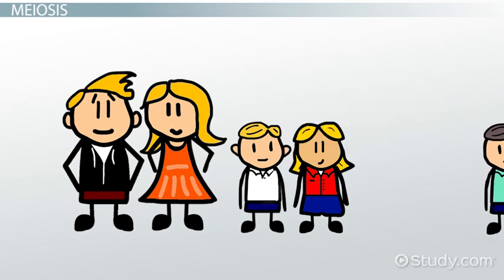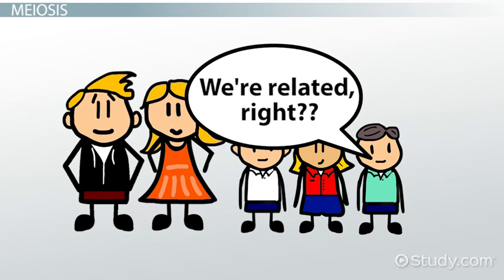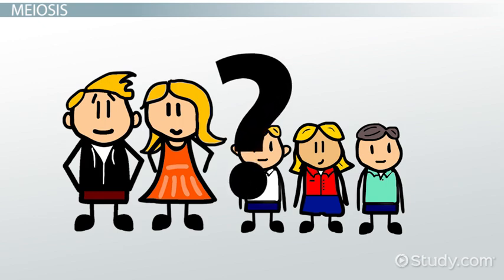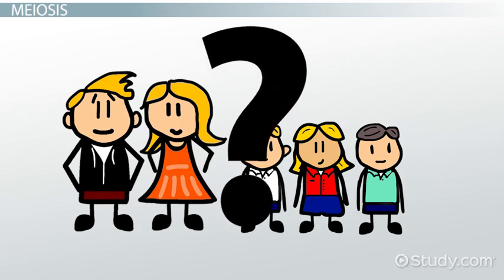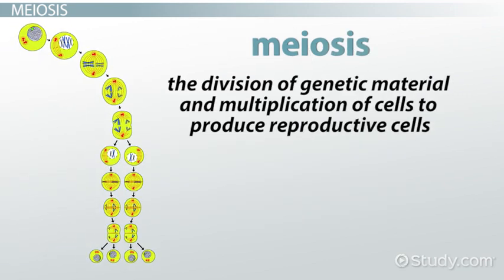Is there a member in your family that doesn't look anything like the rest of you guys at all? How does that happen when you guys all came from the same two people? One of the major reasons for the similarities and differences is the process of meiosis. Meiosis is the division of genetic material and multiplication of cells to produce reproductive cells.